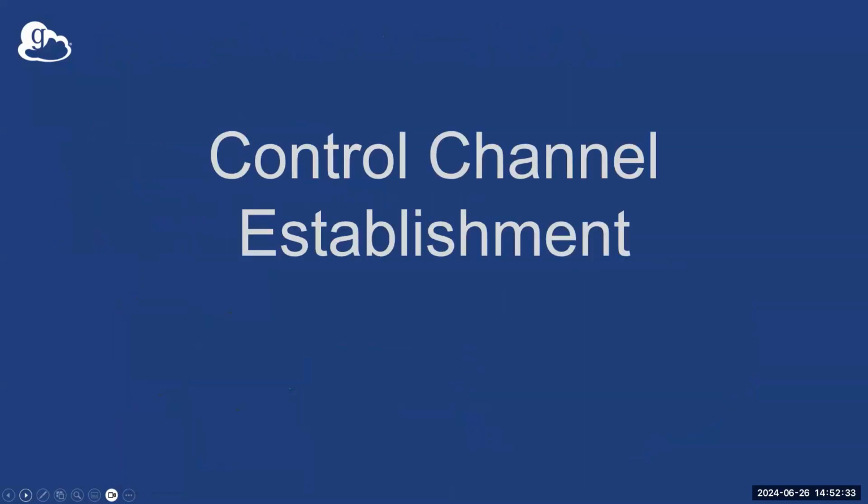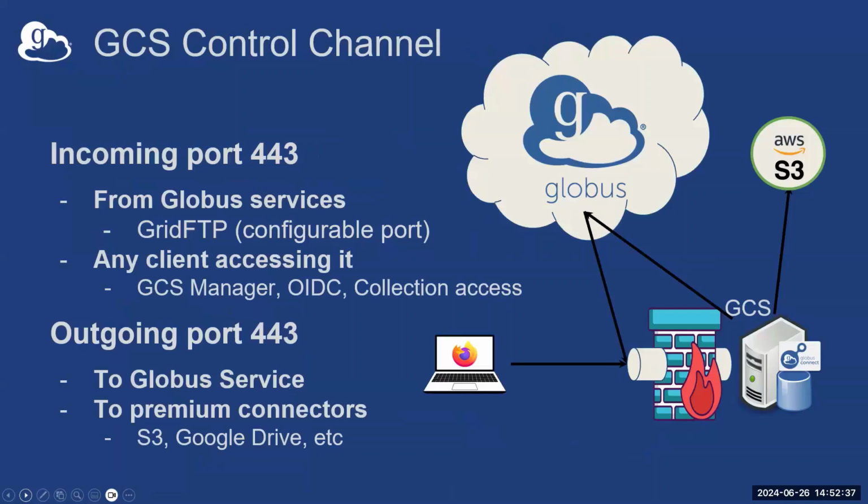Okay, so control channel establishment. So how does that actually work? So for Globus Connect Server, Globus services have to be able to connect to port 443 to form the control channel. So if there is a firewall, that port has to be open for connectivity from Globus services, and also from other clients and other services come into play there too that all connect to 443.